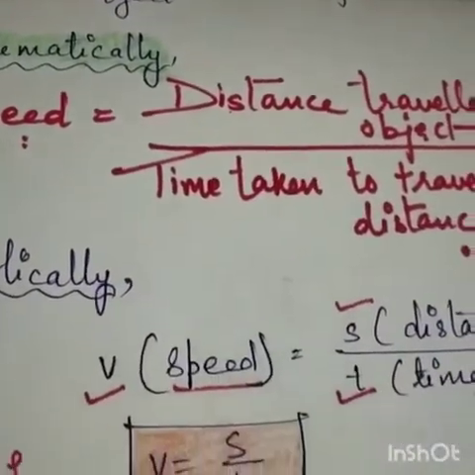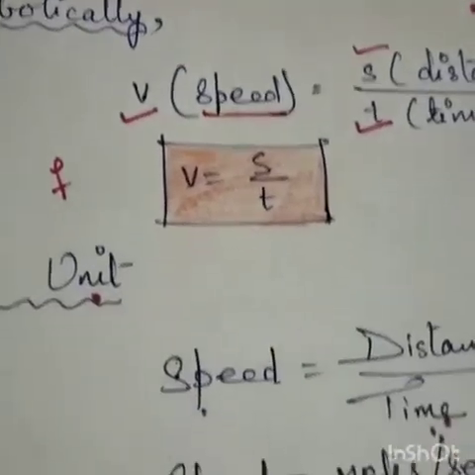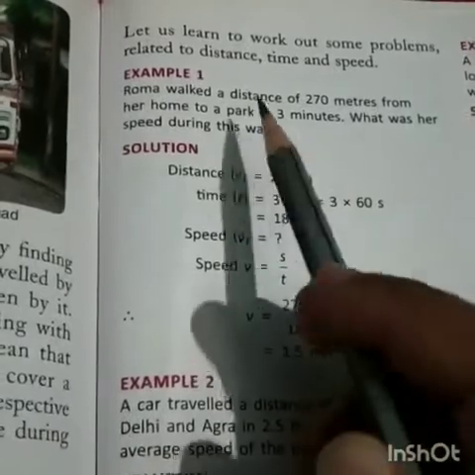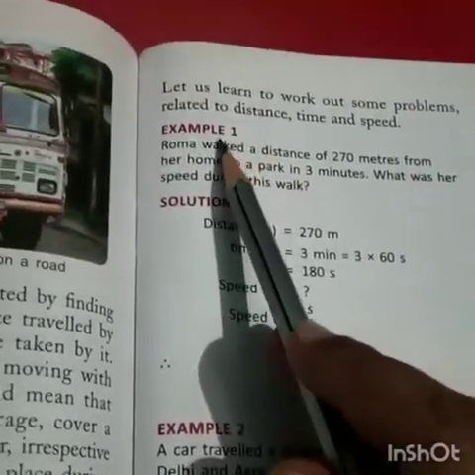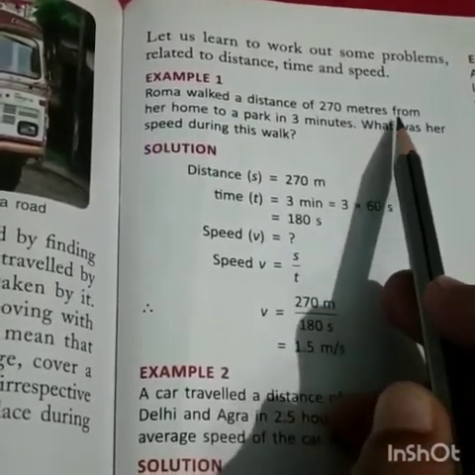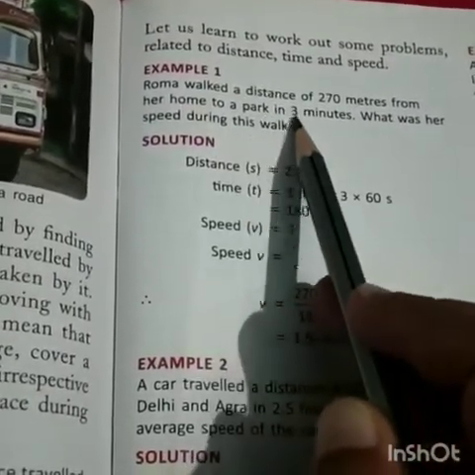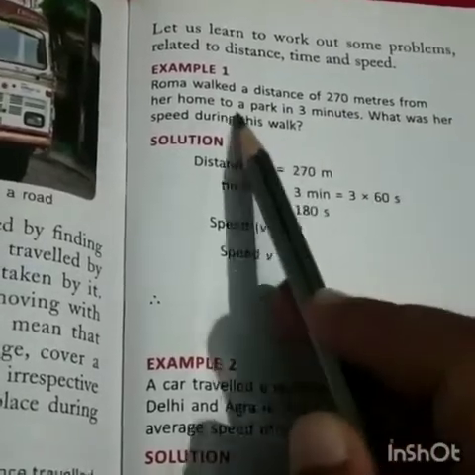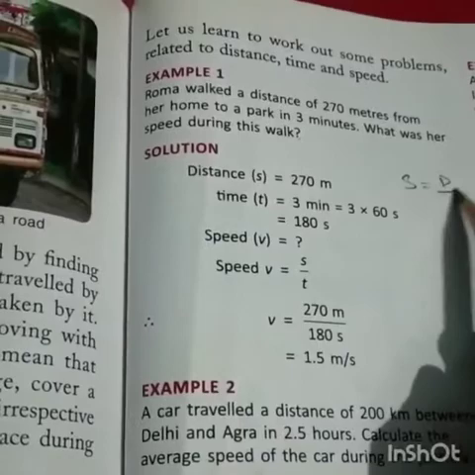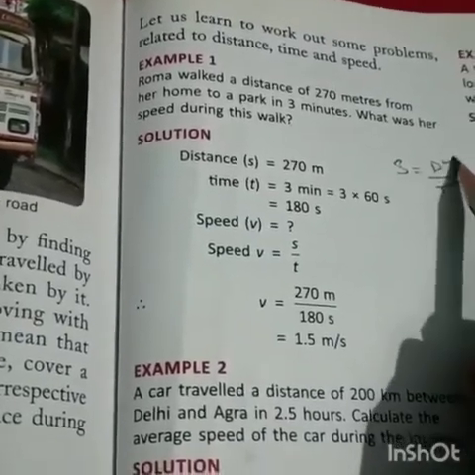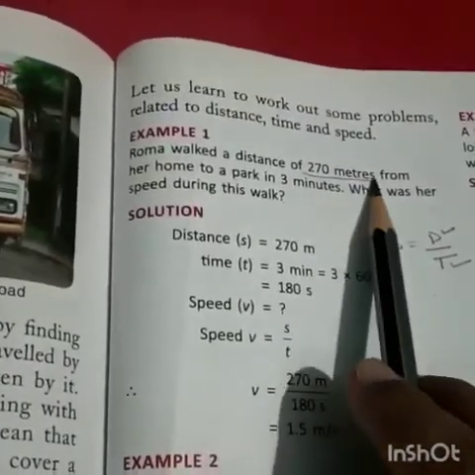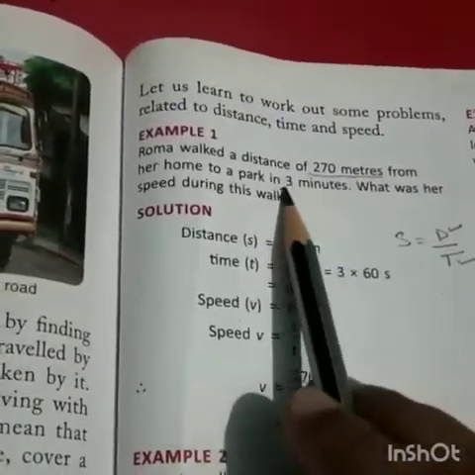Now I'm proceeding with some solved examples of speed from your book. Example number 1. Roma walked a distance of 270 meters from her home to a park in 3 minutes. What was her speed during this walk? We know speed is equal to distance upon time. Here the distance is given as 270 meters and the time is 3 minutes.